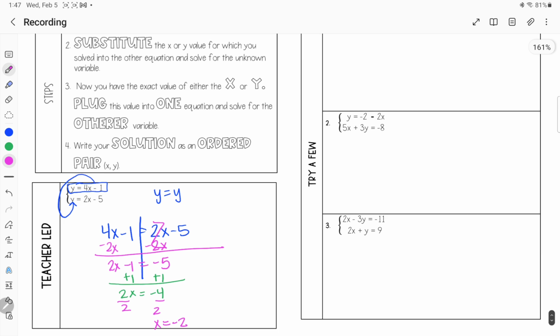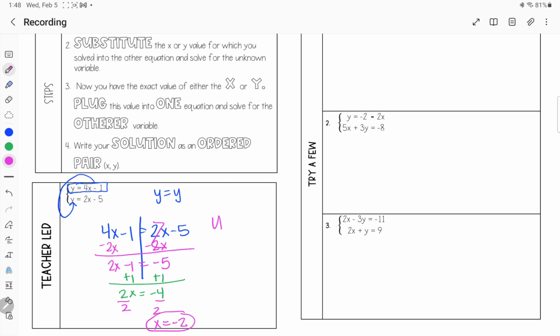So that's telling me that they both share an x value of negative 2. But now I need to know, what does y actually equal? I know that y equals 4x minus 1, or I could use 2x minus 5 and get my y. But I've now found x, I now need to find my y because I'm looking for an ordered pair where they cross. So I've done steps 1 and 2. Now I'm going to do number 3. Now that I have an exact value of either x or y, in this case I have an exact value for x, which is negative 2, I am going to plug this negative 2, or whatever I have, into an equation.